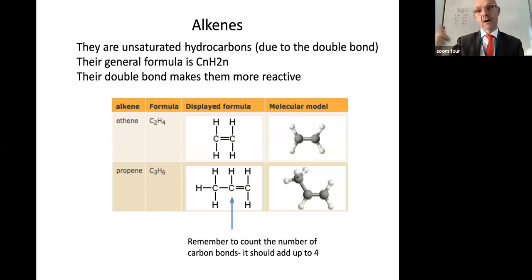But this is the next thing that I'm going to write on the board. This is the first functional group that we are learning about. The functional group of an organic compound is the thing that makes it one of those. Let me explain what I mean. It is an alkene because it has got a double bond between 2 carbons. That is the functional group of an alkene. It has got a double bond between 2 carbons.